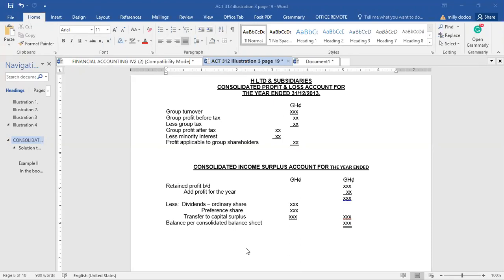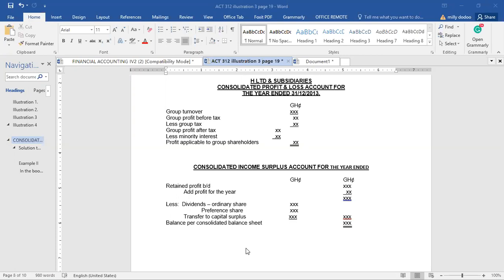So anything coming from the subsidiary to the holding company must not be represented on the account. When you do that, you are overstating your profits. And so therefore, you might be reporting wrongly to the shareholders. So anything that is coming from the subsidiary to the holding company in terms of dividends and interest, you must eliminate it.